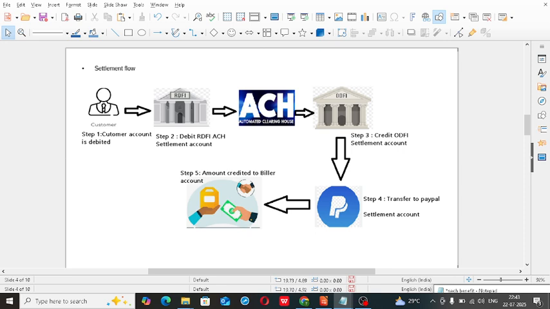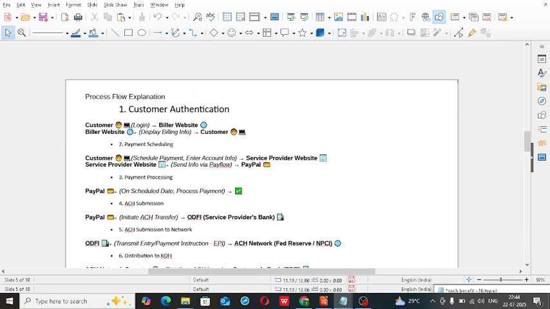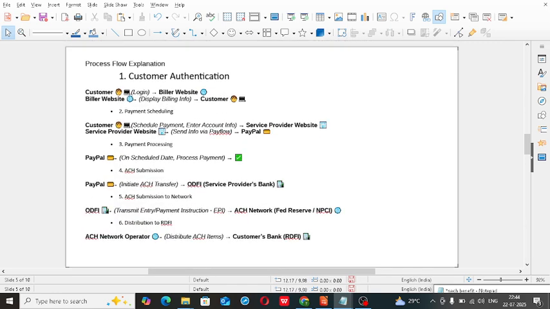Again, the ODFI settlement account debit happens. That is credited to the PayPal settlement account. Again, the PayPal settlement account debit happens, and that amount is passed on to the biller account. This is the settlement flow. Just see this process flow, and you will get more ideas.